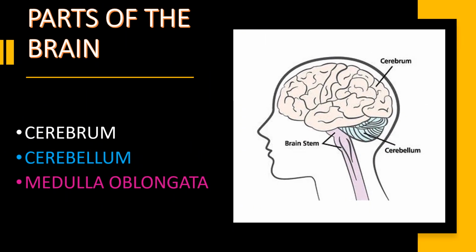Let us discuss the parts of the brain. Mainly three parts we can see in the brain. First part, cerebrum. It is the largest part of the brain. Then cerebellum. Cerebellum is present at the base of the cerebrum. Then the other part is the medulla oblongata, also called the brainstem.